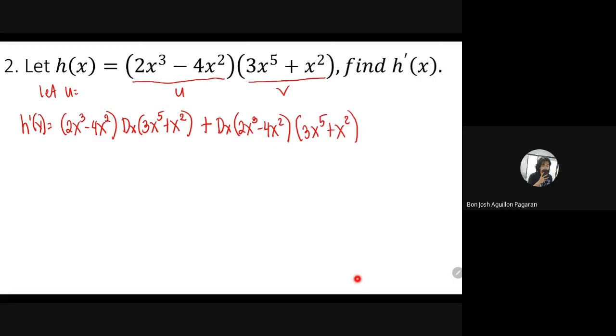Saan galing yan? Yun yung y is equal to, ano yun? U dv plus v du. Yeah, that's correct, Miko. So, we have here 2x cubed minus 4x squared. You get the derivative of 3x to the fifth plus x squared. Ano kayong derivative niyan? Multiply mo lang, ano? Ang derivative niyan ay 15.